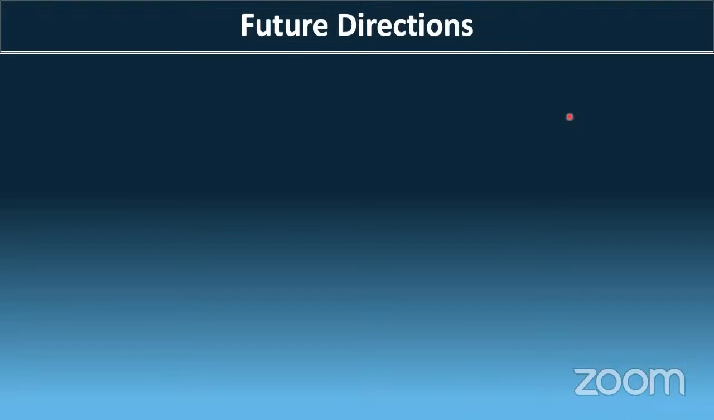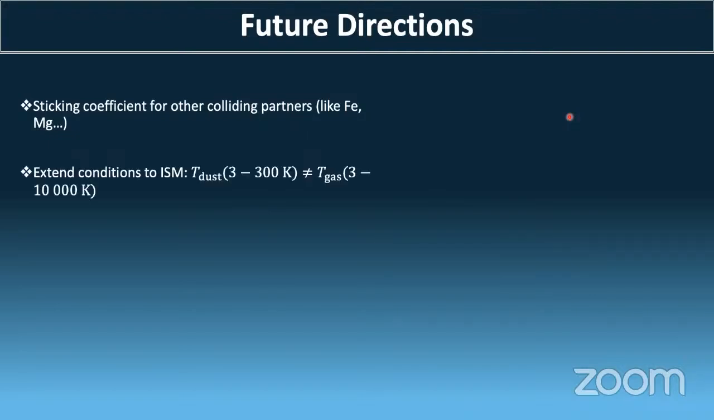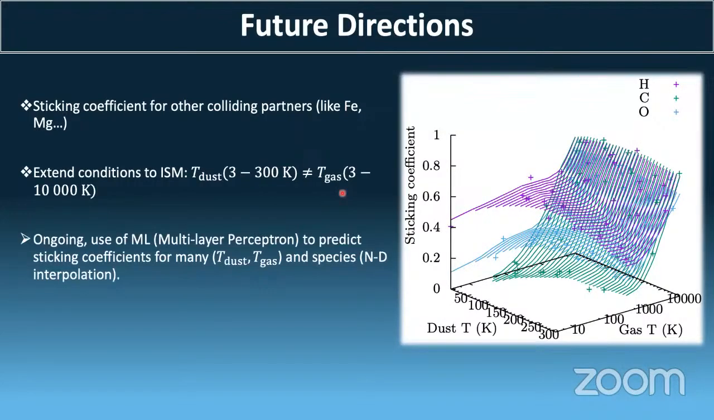So for the future direction, first, we only consider 3 atoms, so the goal is to increase this to more atoms that are present, the main colliders of those regions. And the second thing is to extend this to ISM conditions, so the temperature of dust being decoupled from the temperature of gas, going from 3 to 300, and for the gas going up to 10,000. For this, because the sticking coefficient is relatively smooth in terms of behavior, it's a good case for using machine learning.